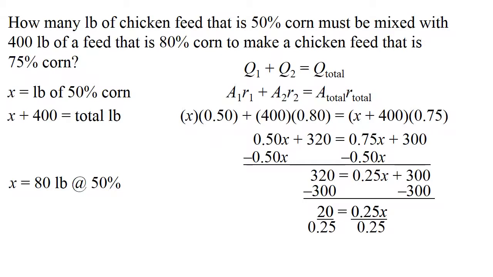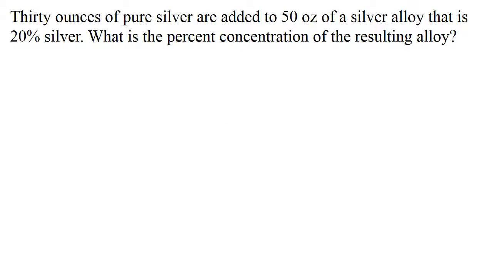Now, does that make sense? Well, if you think about it, we had 400 pounds of the 80%, and the overall mixture is going to be 75% corn. Well, that's very close to 80, which means we have a lot more of the 80% than we have of the 50%. So yeah, 80 pounds of the 50% compared to 400 pounds of the 80%, that does make sense. All right, so let's talk about some pure stuff.